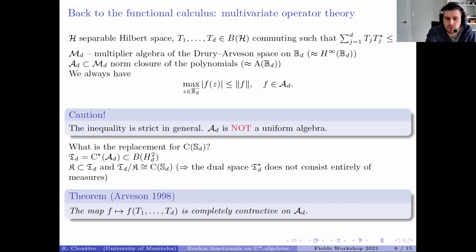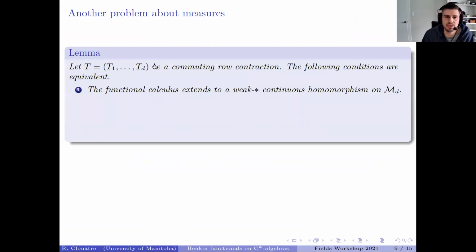So now we're back to what we were doing with one operator. What we're trying to do is this. We have this commuting row contraction T, and we're trying to figure out when item 1 in this lemma holds. When is it possible to take the functional calculus and extend it in a weak star continuous way all the way to MD?